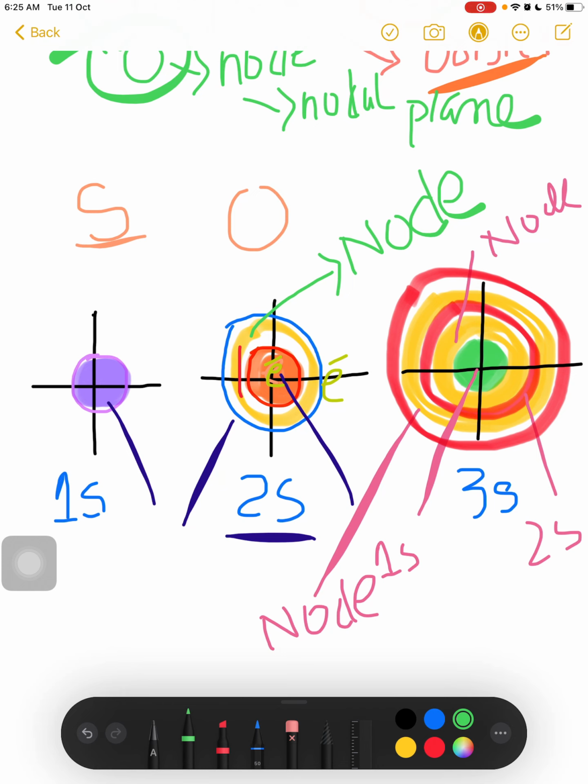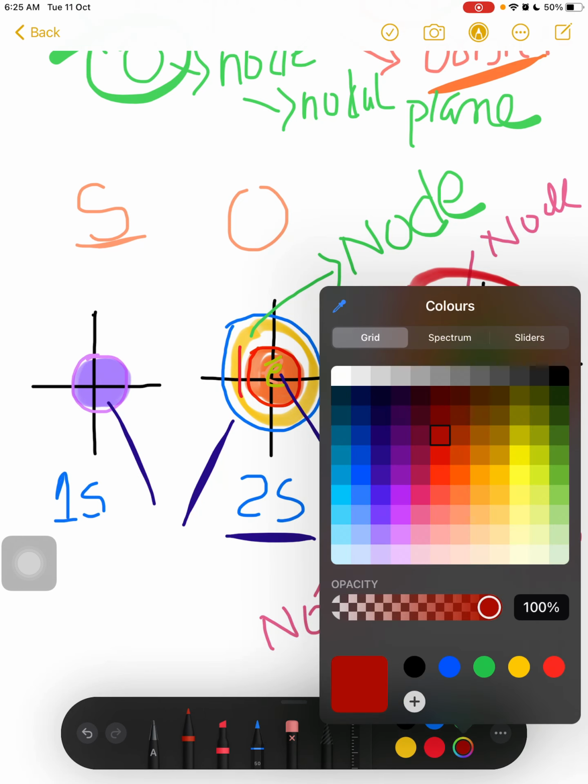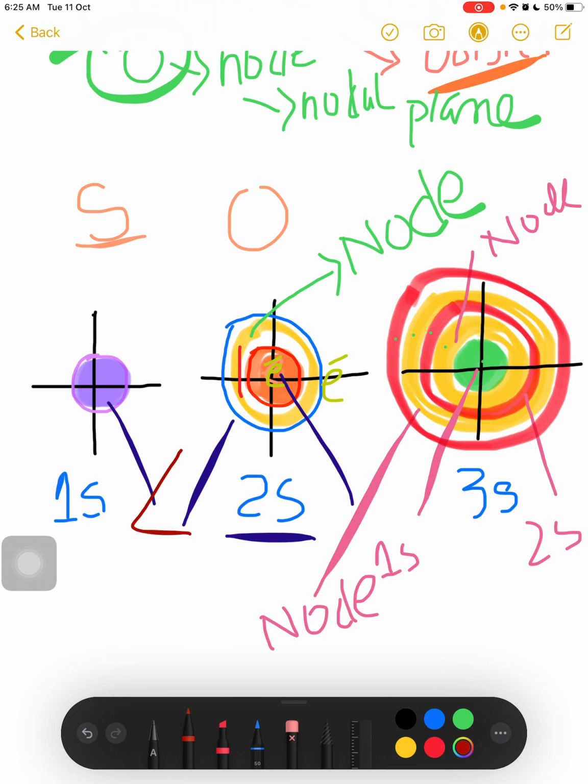So here this one is 1s, this is again a node, this is the shell, again 2s, this is again a node, and this is the shell. So you can find that there are nodes where the probability density of the electron is 0. It is known as a node. And you can observe the size of the s orbital: 2s is greater than 1s, and 3s is greater than 2s.